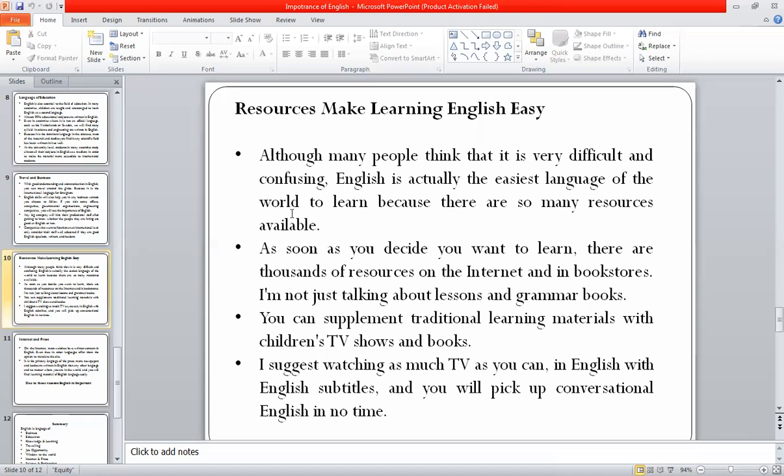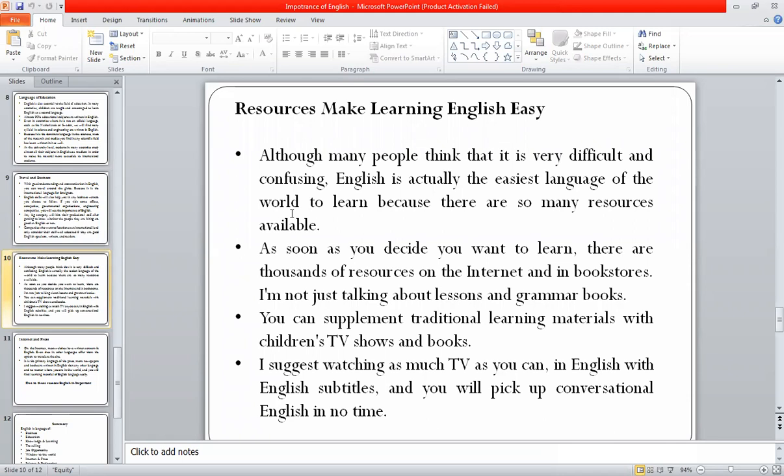Every day there are millions of videos that pop up on YouTube regarding this language. So try to watch them, try to follow them for the betterment of your language, for the betterment of your speaking skills. That will also make your personality better. So that's why there are millions of resources we can find on the internet and in the library also.